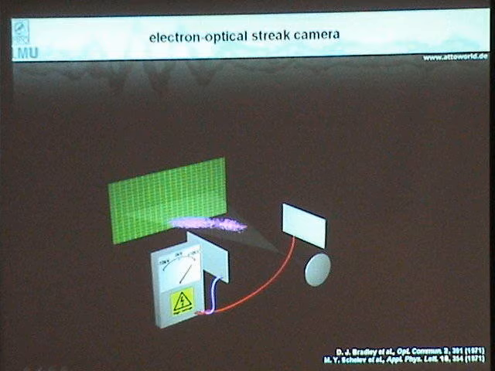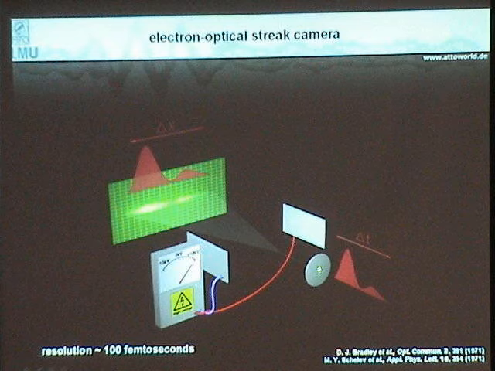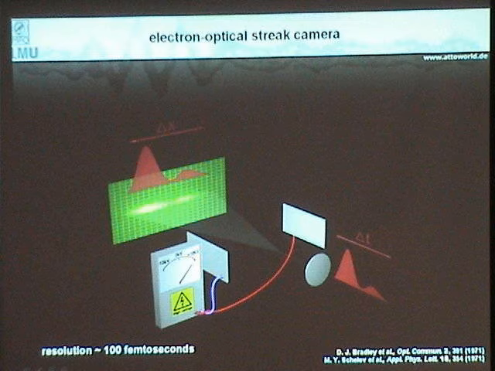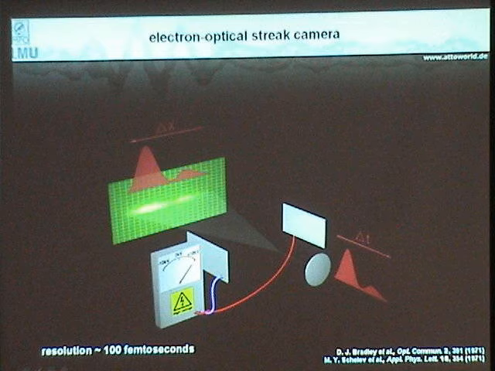Photoelectrons knocked off by the short pulse that we want to characterize are deflected by a transverse voltage ramp. This deflection, this voltage ramp varies linearly in time, and maps basically the temporal distribution of this incident light pulse, which is the same as the temporal distribution of the photoelectron pulse, to a spatial distribution of the photoelectrons on a screen. This is what has been called a streak image, and this streak image, within the resolution limits of this device, basically mirrors the temporal intensity profile of the incident pulse, the short pulse to be measured.